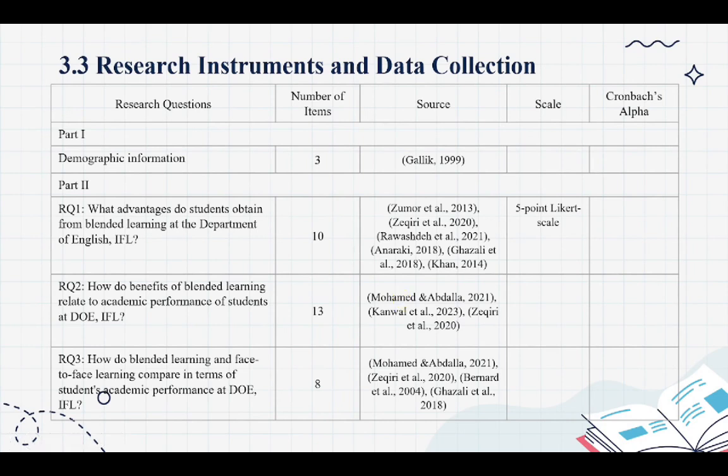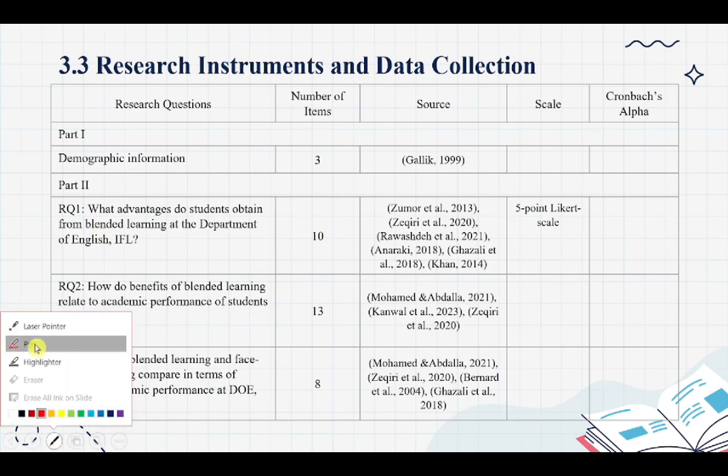Now it's my turn for research instrument and data collection. For data collection in our research, we are designing the questionnaire on Google Forms and then sending the link to the students. It means students who study English at IFR, especially only the Department of English. So this is the research instrument.